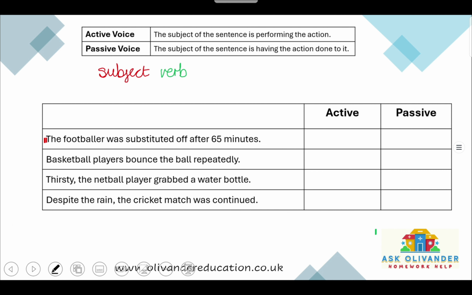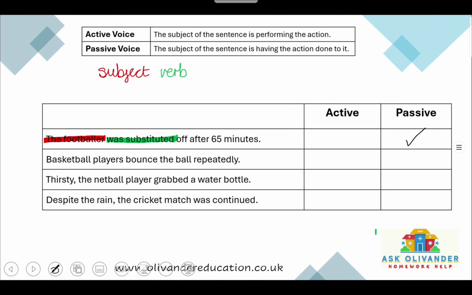In this first sentence, the subject of the sentence is very clear. It actually starts the sentence, and it's the footballer. The verb is actually using 2 verbs, was substituted. You will remember from the previous slide that auxiliary verbs, such as the was in was substituted, are often a clue that this might be the passive voice.